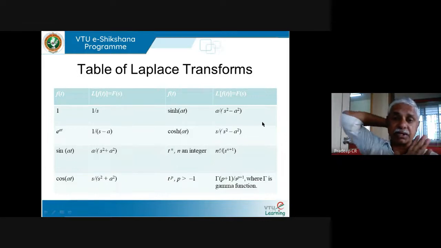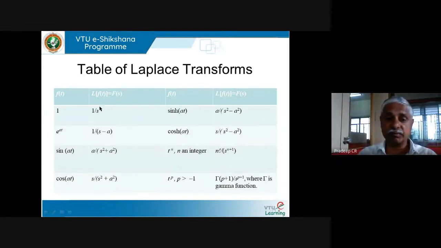So let us look. What is important in this slide is you must mug up each of these Laplace transforms. Laplace transform of 1 is 1 by s, Laplace transform of e power at is 1 by s minus a, Laplace transform of sin at is a by s square plus a square, Laplace transform of cos at is s by s square plus a square. You see they are symmetric, very similar, sin at, cos at, and then sinh at is a by s square minus a square, very similar, cosh at is s by s square minus a square. So if you remember one, the other should follow. If you solve a couple of problems, they will become yours.